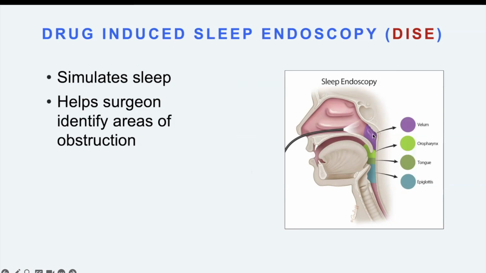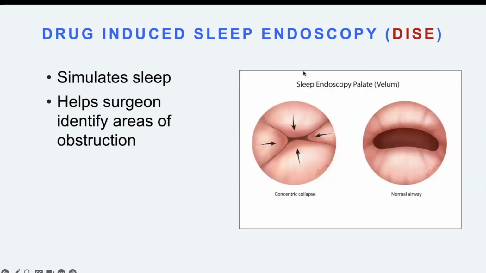A drug-induced sleep endoscopy, or DISE, is the first step to be further evaluated for a hypoglossal nerve stimulator. It simulates sleep and helps the surgeon identify areas of obstruction by inserting a camera through the nose to evaluate the upper airway. Concentric collapse at the velopharynx of the soft palate makes a patient not a candidate for hypoglossal nerve stimulator implantation, as depicted here in the image on the left.